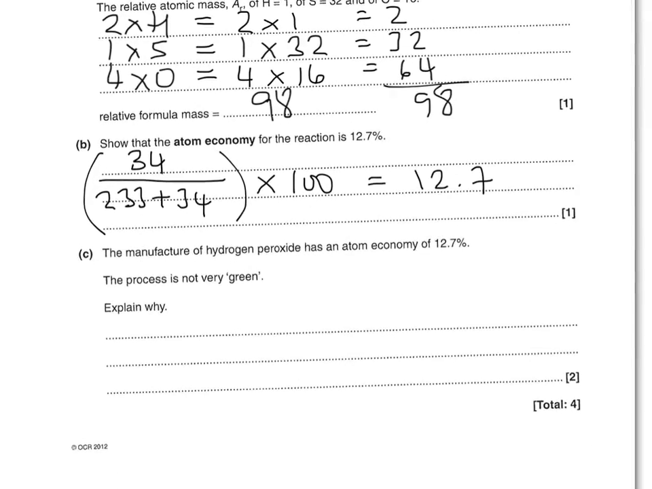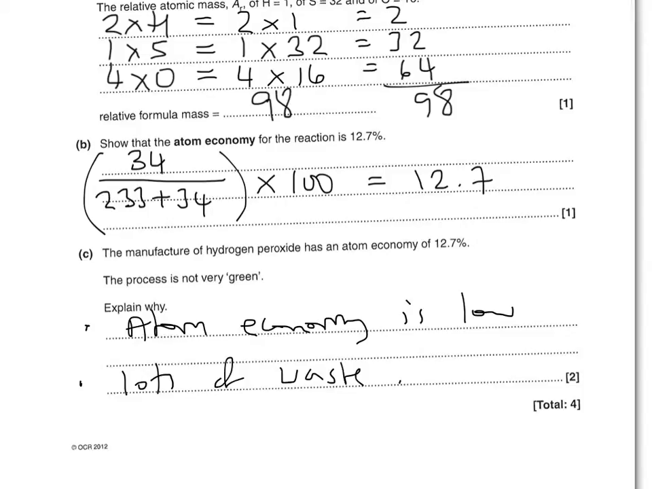The manufacture of hydrogen peroxide has an atom economy of 12.7. The process is not very green. Explain why. If the atom economy is very low, that means it's not a very green process. So that's your first point: the atom economy is low. And that means that there's lots of waste made, so lots of atoms are wasted. If you just put lots of waste, that's fine.